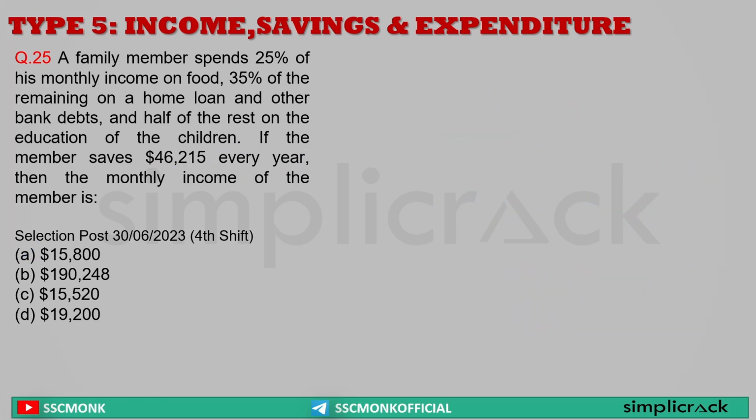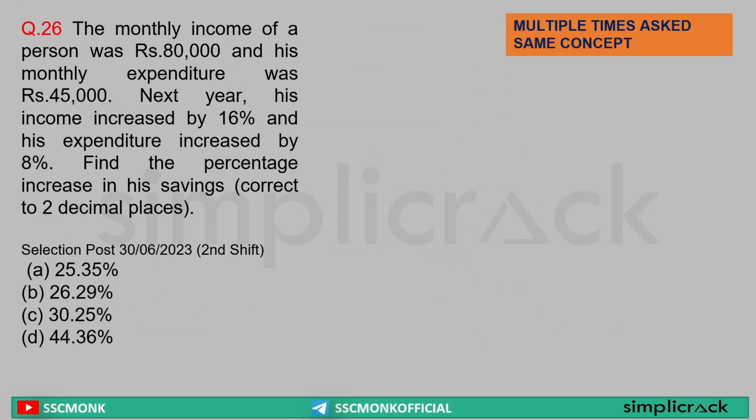Okay, next, type 5. We are talking about income and expenditure. The monthly income of a person was 80,000. His monthly expenditure was 45,000. Next year, his income increased by 16% and his expenditure increased by 8%. Find the percentage increase of his savings. Sir, write it this way: income, expenditure, saving. Income was 80,000. Expenditure was 45,000. So saving was 80 minus 45, that is 35,000.